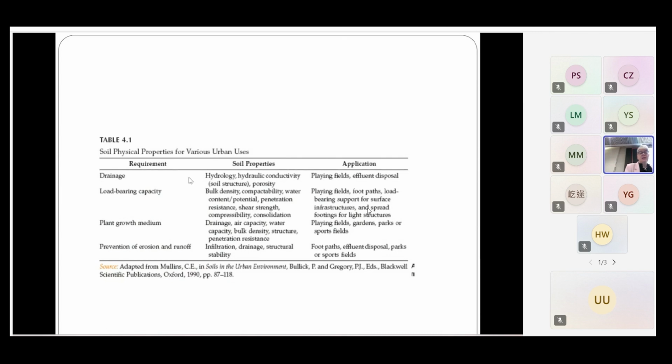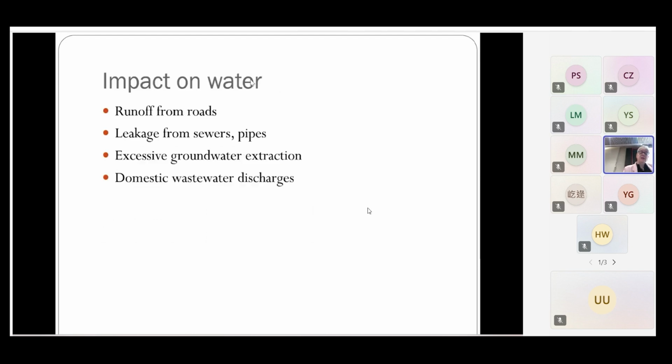So the soil, as I said, is used for many different things, as a support for buildings, for plants, for erosion and runoff uses. So obviously you can impact the water quality based on all of these runoffs. You have the leakage from sewers and so on. You have excessive groundwater extraction sometimes, and the wastewater discharges.